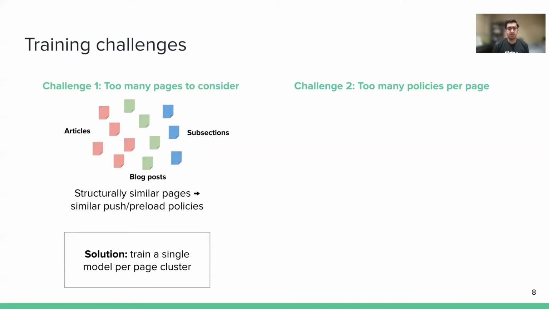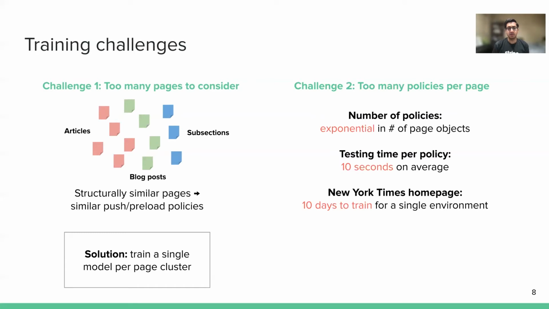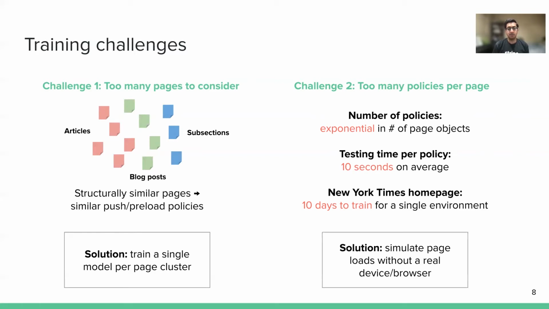Second, even for a single page, it's too slow to consider all the potential policies. The number of policies is exponential, and worse, testing each policy would require a full page load. As a result, training a page for a site like the New York Times would take over 10 days for a single environment. To overcome this, we introduce a novel page load simulator that can evaluate a policy in milliseconds instead of seconds.